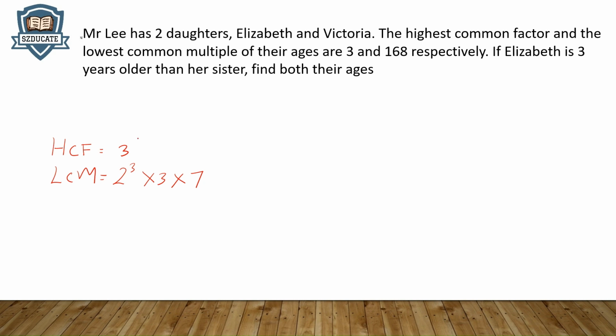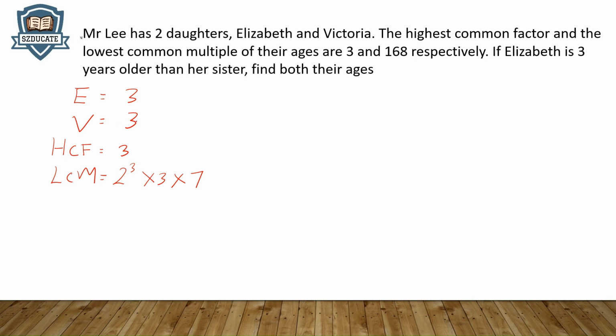Then now comes the part where we have to analyze. I'm just going to put E for Elizabeth, and V for Victoria. My recommendation is that when you are doing this in exam, for this portion, use pencil first so you can erase, unless you are those that don't mind cancelling. Now, both of them have a highest common factor of 3. That means both of them will have a 3 at least.